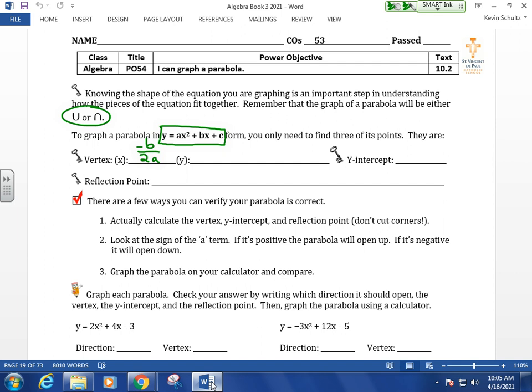Once we get that, to find y, we plug that x value into the original equation and solve for y. Negative b over 2a gives us x. That gets plugged into the equation to solve for the y variable of the vertex.